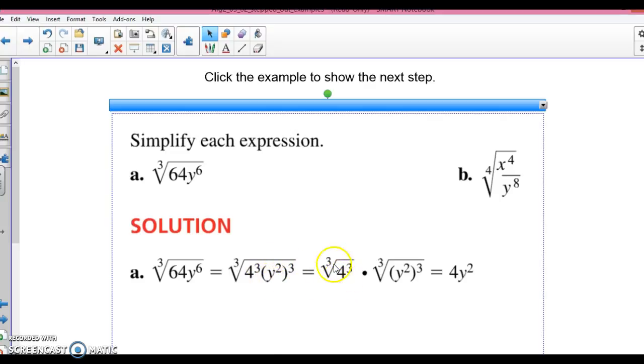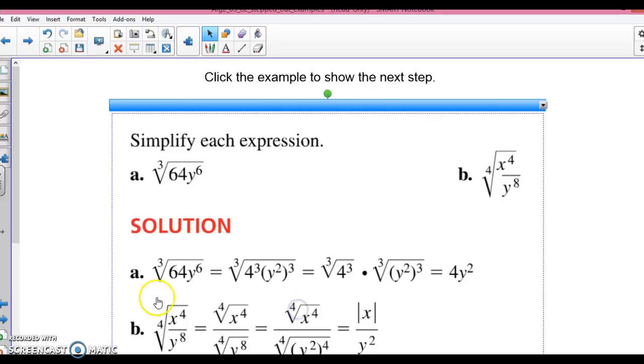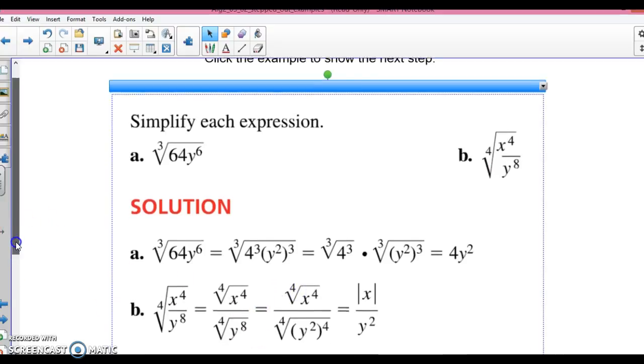So then once I go ahead and I separate them, again, my cube root and my cubed cancel each other out. Same thing with this term. My cube root and my cube cancel each other out, so I'm left with 4y squared. So for part B, I do something similar. I want to look at each term separately. So I'm going to start with the x values.